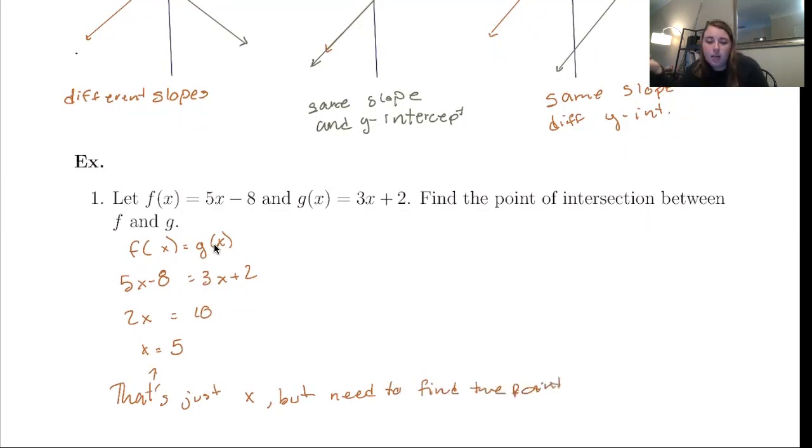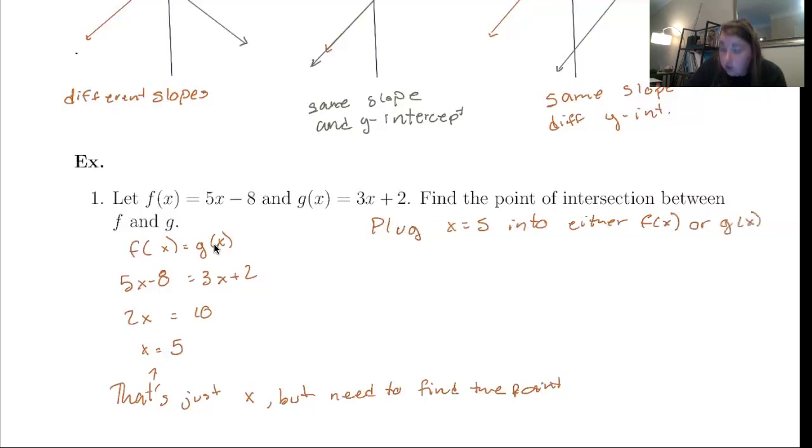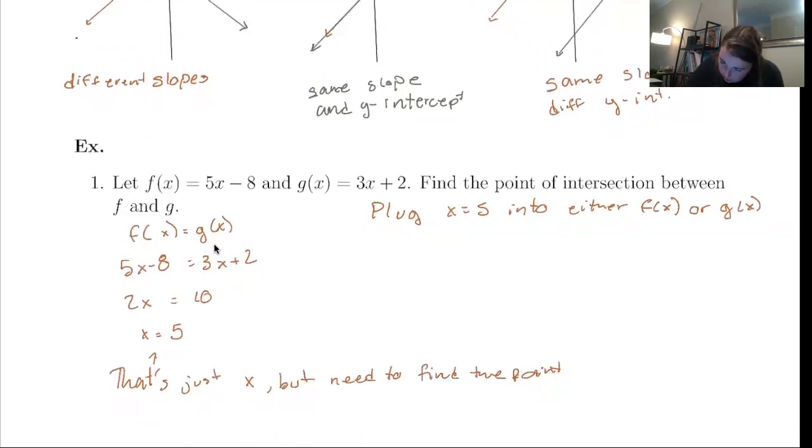Plug it in. Does it matter if I plug it into f or g? Which one should I plug it into? Yeah, it doesn't matter. So we're going to plug x equals 5 into either f of x or g of x. If you wanted to do both, just to double check yourself, that's a really great option. Let's do g because I like the smaller numbers. So we're going to have 3 times 5 plus 2. So 3 times 5 is 15 plus 2, which is going to be 17.